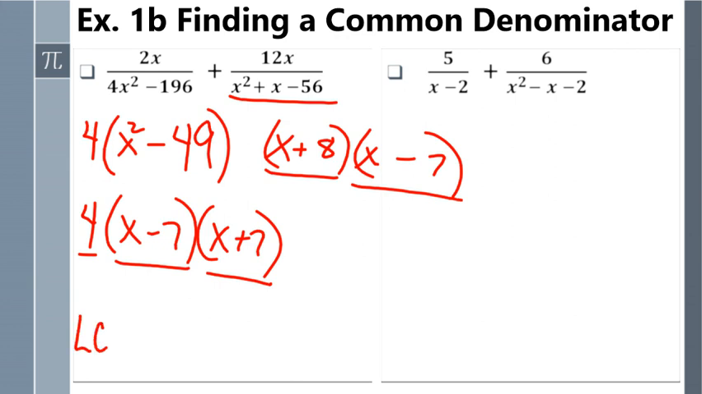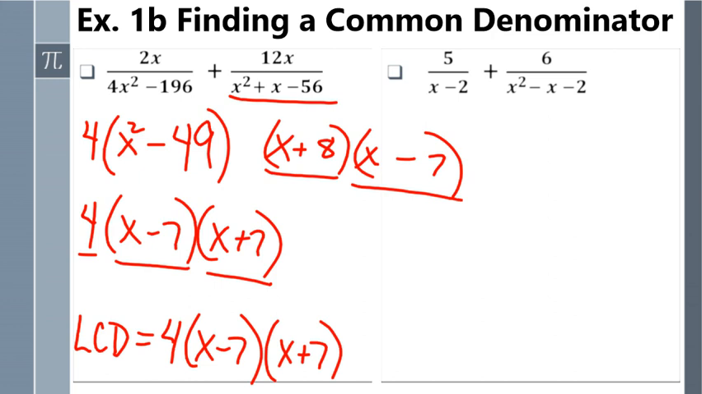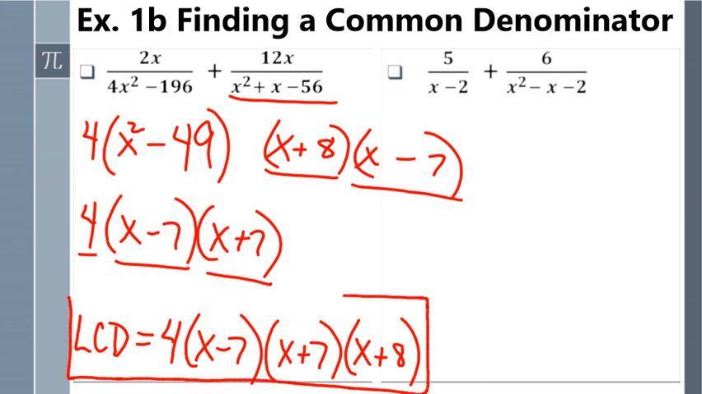So the least common denominator for this one, I have to use each factor the most amount of times once. So 4 is a factor. I have an x minus 7 in both of them, so I need to have x minus 7 as a common denominator. I also see an x plus 7, and I also see x plus 8. So this would be my least common denominator. You may do the next one yourself if you need to see another example.